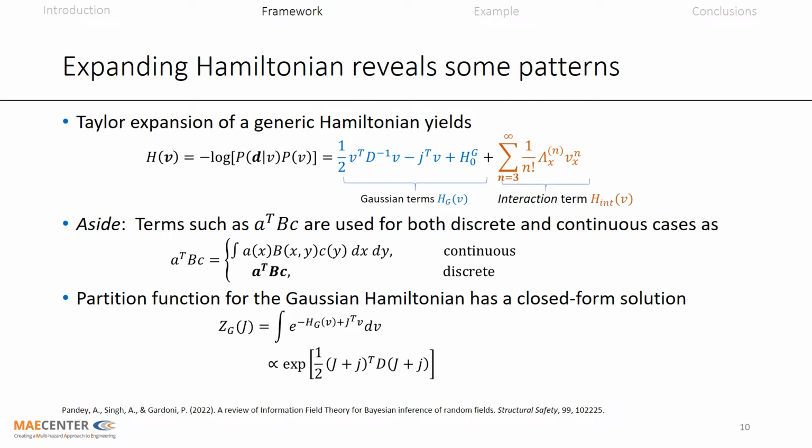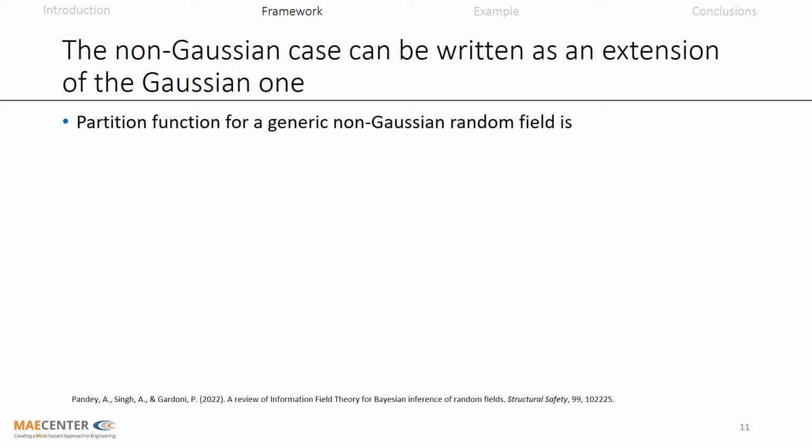as shown below, which is only a function of capital J, little j, and d. And this is something that will be helpful for us in the non-Gaussian case. Now the non-Gaussian case can be written as an extension of the Gaussian case that we saw before. By solving the partition function expression for a non-Gaussian case, we notice that it comes out to be an operation of the interaction Hamiltonian on the Gaussian partition function, for which we have a closed form.